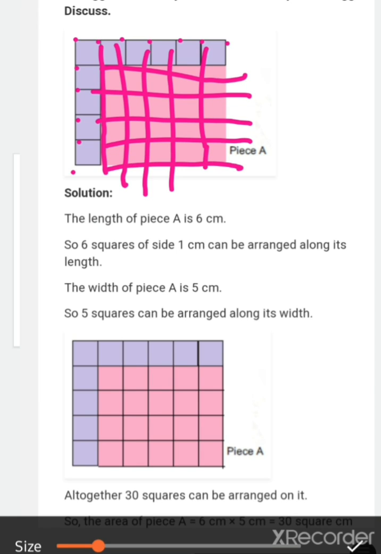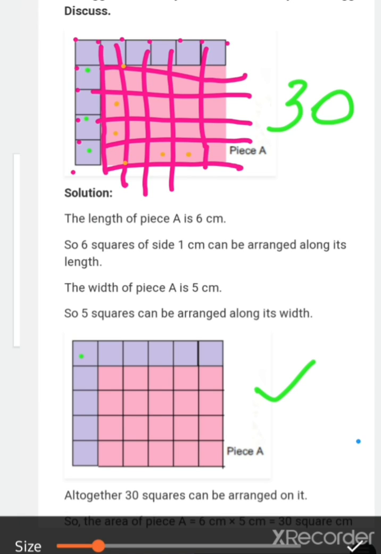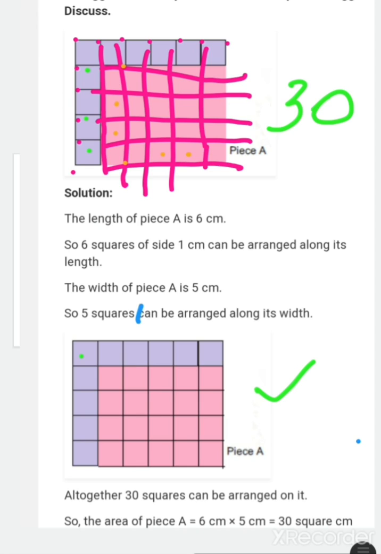And when you count the boxes inside this figure, you will get 30 boxes. So we can say that the area of this rectangle is 30. And we have already studied earlier that the area of a rectangle is length multiplied by the breadth. So what is the length? Just count: 1, 2, 3, 4, 5, 6 is the length. L is 6.